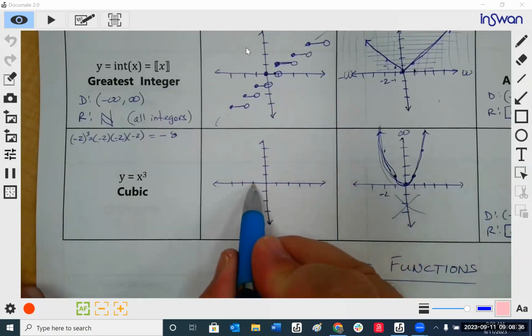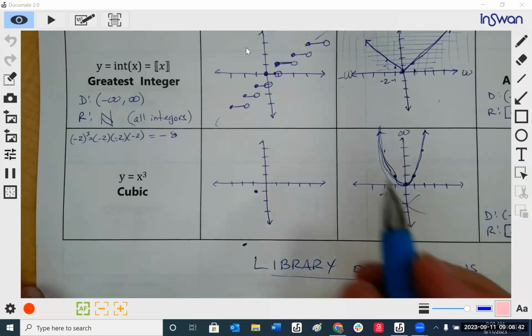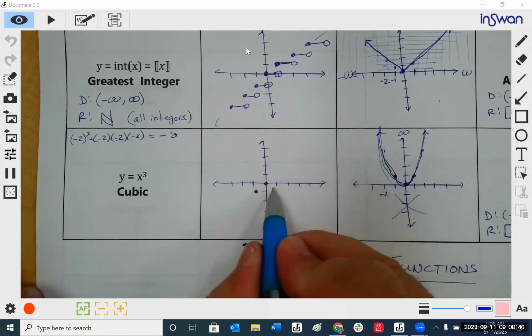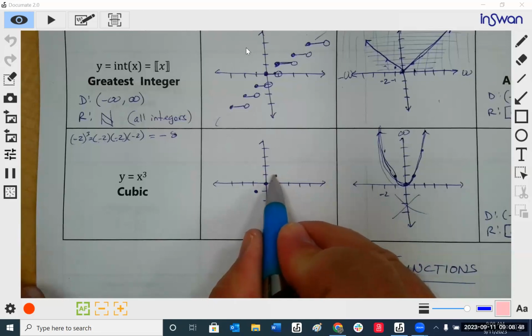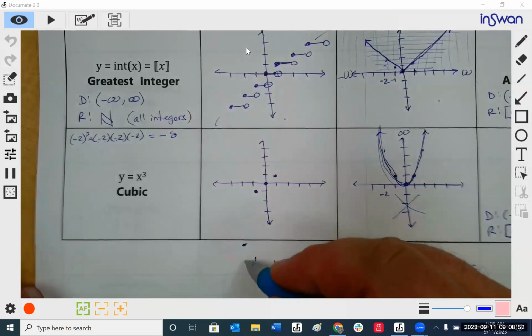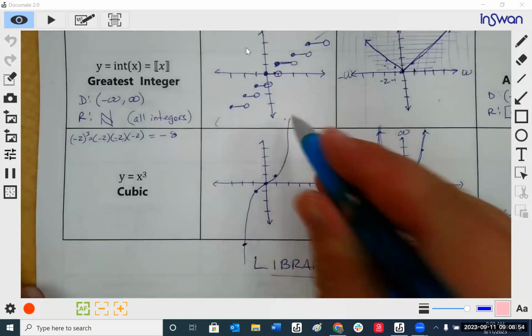When x is negative 1, y is negative 1. When x is 0, y is 0. When x is 1, y is 1, and when x is 2, y is positive 8. So this graph looks like this.